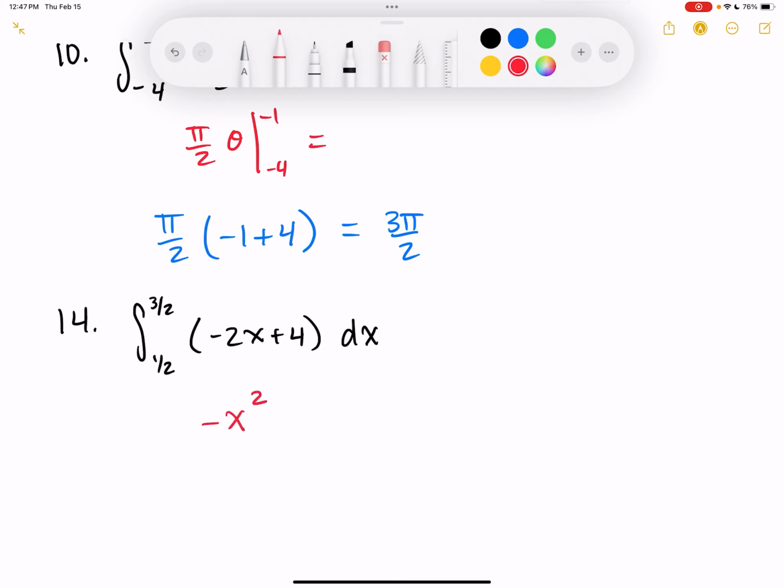Negative x squared. So if we check it back, bring the 2 in front, that's negative 2, x to the 2 minus 1, so x to the 1. So we're good on that part. All right, how about the plus 4 part? Plus 4x. And we're going to evaluate from 1/2 to 3/2.